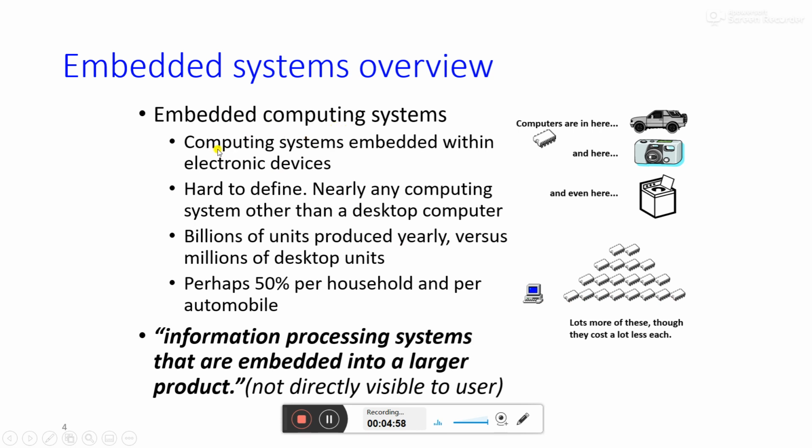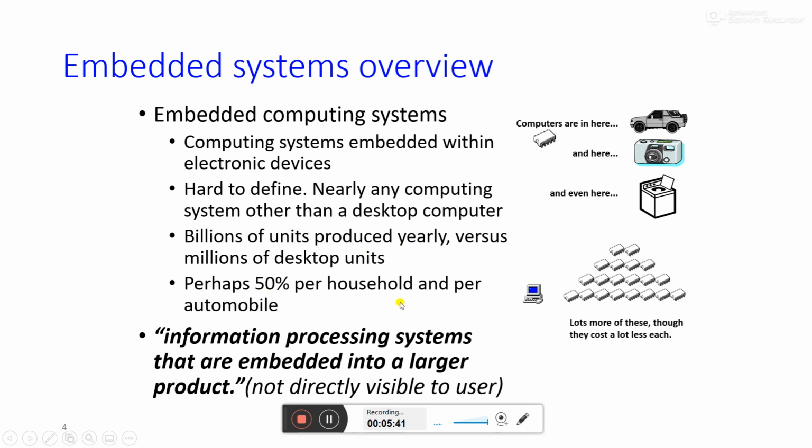Let's see what's written over here. Embedded computing systems: embedded systems are embedded within electronic devices, hard to define, and are nearly any computing system other than a desktop computer. Because of the large variety of embedded systems, we cannot give a single definition for an embedded system. Billions of units are produced yearly versus millions of desktop units. So many more units are produced in a year than desktop systems.